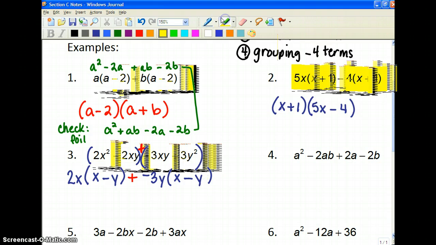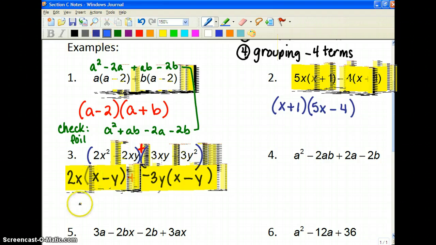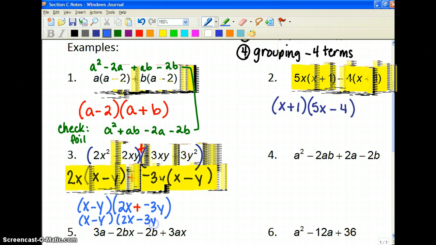So again, we are now down from a 4-term problem to a 2-term problem. What do they have in common? They have x minus y in common. What's left? 2x plus negative 3y. So understand this plus sign is right here now. Now, some people would write that as x minus y times 2x minus 3y, and that would be fine as well. I know, it is very confusing at first, so just take your time when you're going through these.